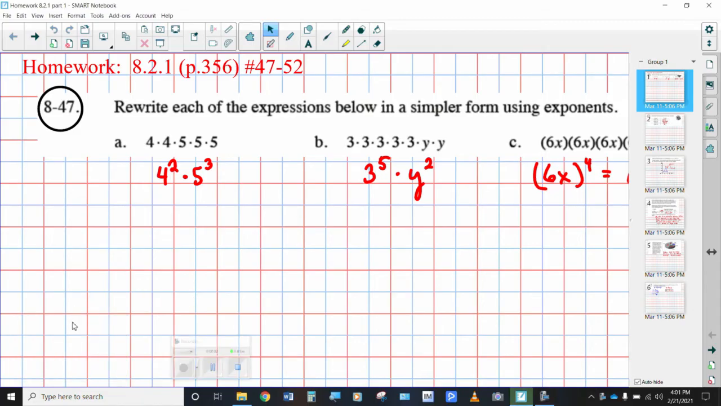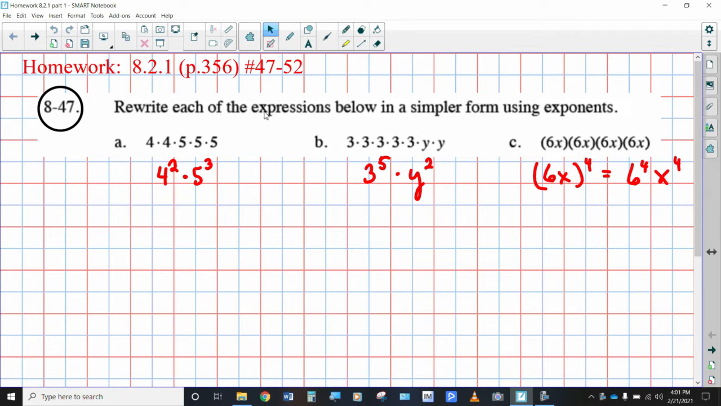Alrighty, let's take a look at our homework for day 1 of lesson 8.2.1. We're going to start with just some basic exponent expressions where we see repeated multiplication, and we are going to rewrite them as an exponent multiplication problem, or simplify them using exponent expressions.